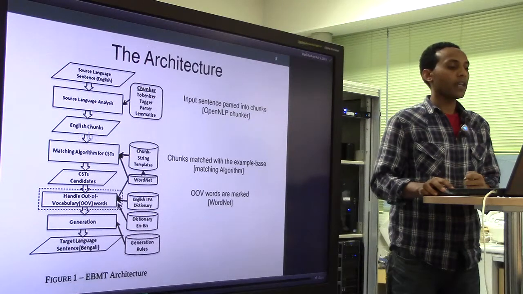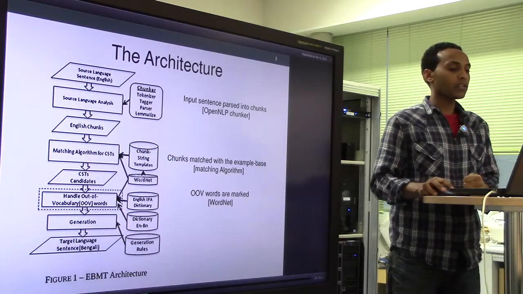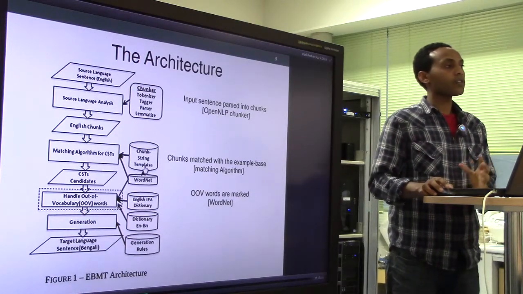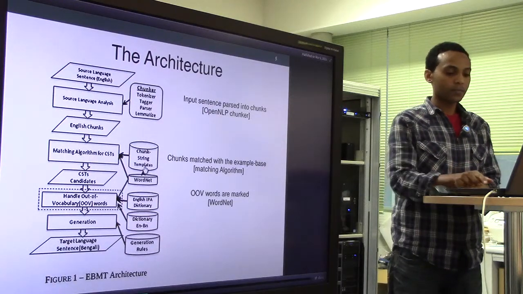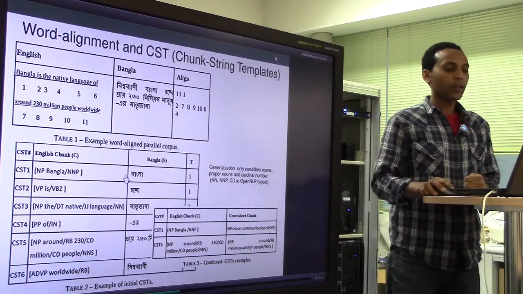Once these English chunks are generated, there is a matching algorithm here, which tries to match the chunks with so-called CSTs, which are chunk string templates. These chunk string templates have English chunks and Bengali strings. In this next slide, we can see the example. This is the chunk string template table. These are chunks, such as noun phrase, verb phrase, and so on in English, and this is the string, which is a translation of this chunk.